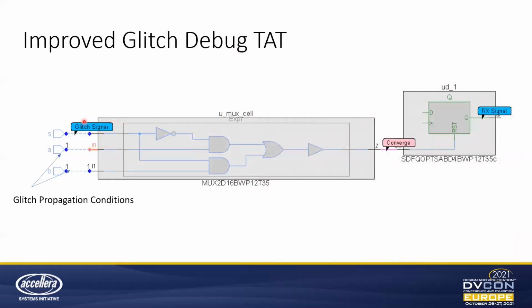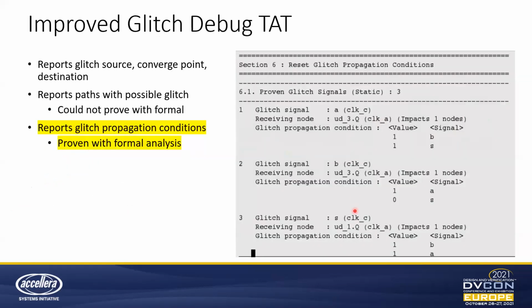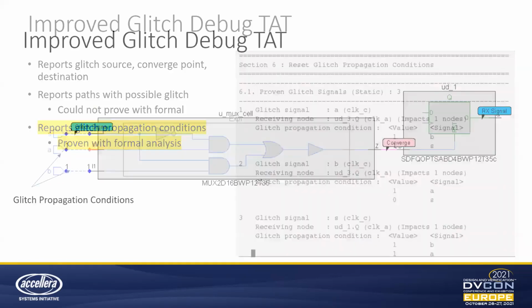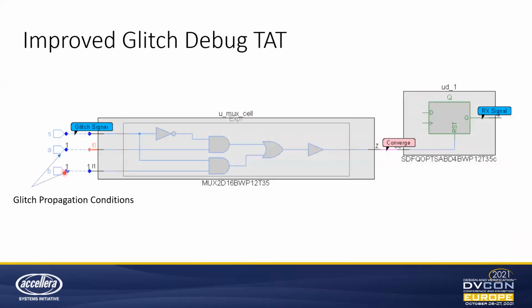Okay, next comes the glitch schematic. We give you the debug gate for analyzing the schematic to see whether it's a glitch signal, what the converging point is, and what the receiving node is. Along with that, we also give you the glitch propagation conditions. Here we see UD_1 3.q is my receiving node and this is my glitch source S. The glitch propagation condition is that B should be 1 and A should be 1. Here we represent that in the schematic.